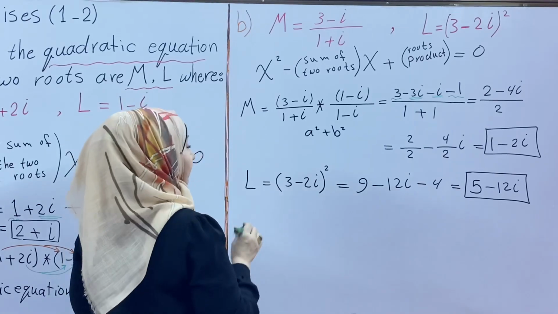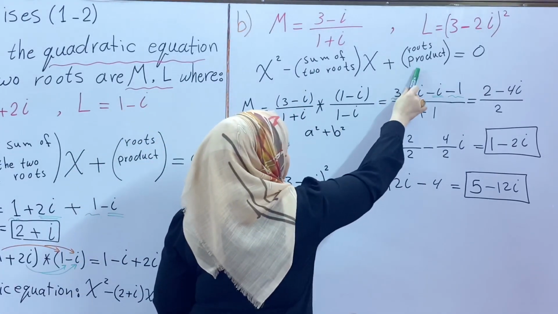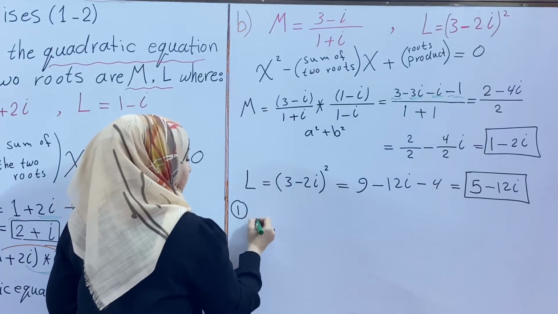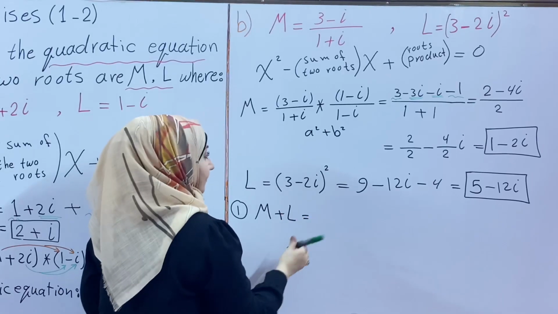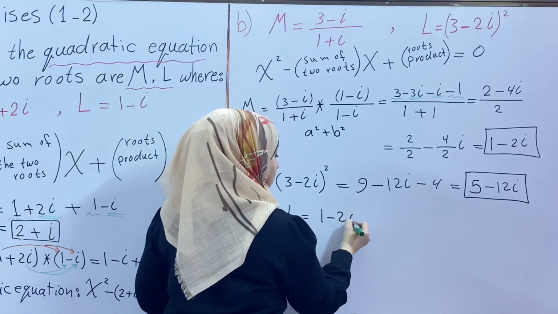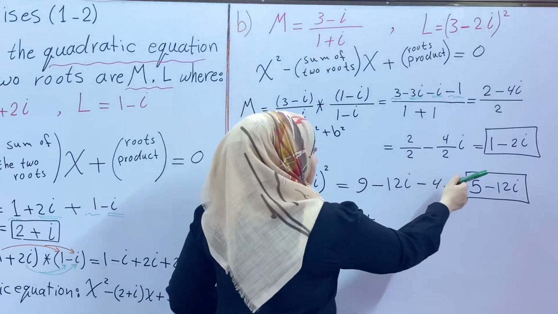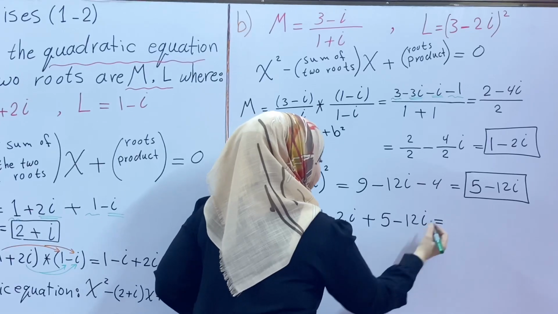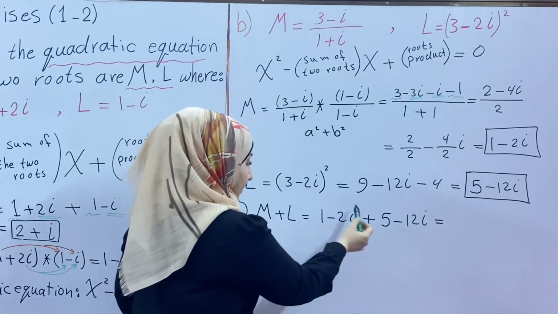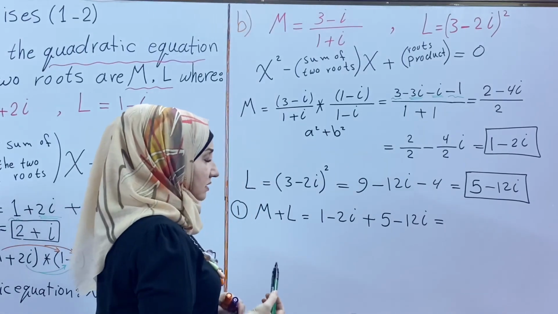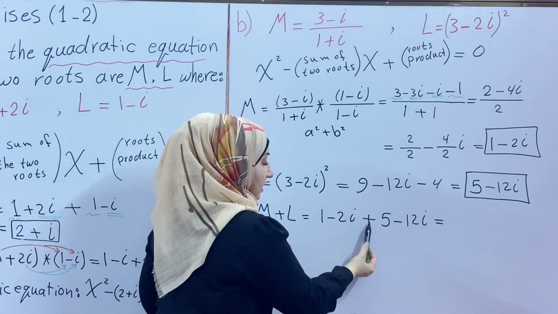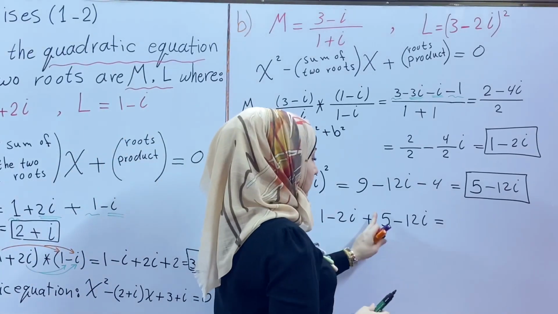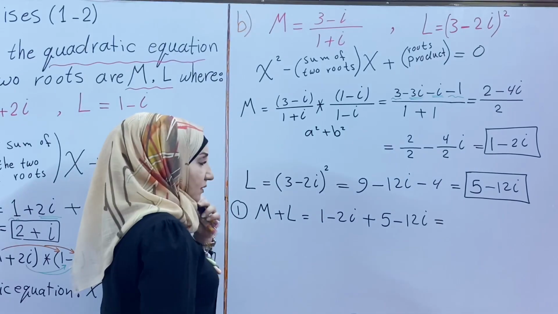And now we can find the sum of the two roots, and also the product of the two roots. First, the sum of the two roots, m plus L. M equals 1 minus 2i, plus L equals 5 minus 12i. I didn't put brackets because here we have a sum, we have adding, so it is a positive sign. It's not a negative sign, so I can write it without brackets.